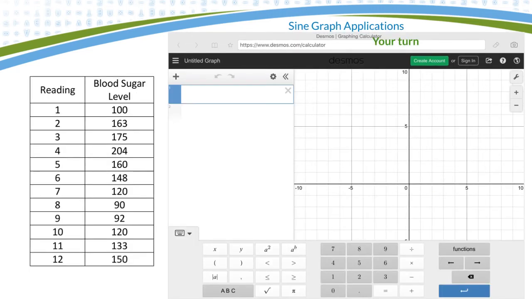So why don't you try this one? This is a thing with blood sugar level. This would be x, this would be y. And plug these in and then graph it and try to manipulate your amplitude, your period, your phase shift, and your vertical translation so that your sine graph matches that data. I'm going to pause and do all that, and then you can press play and see what happens.